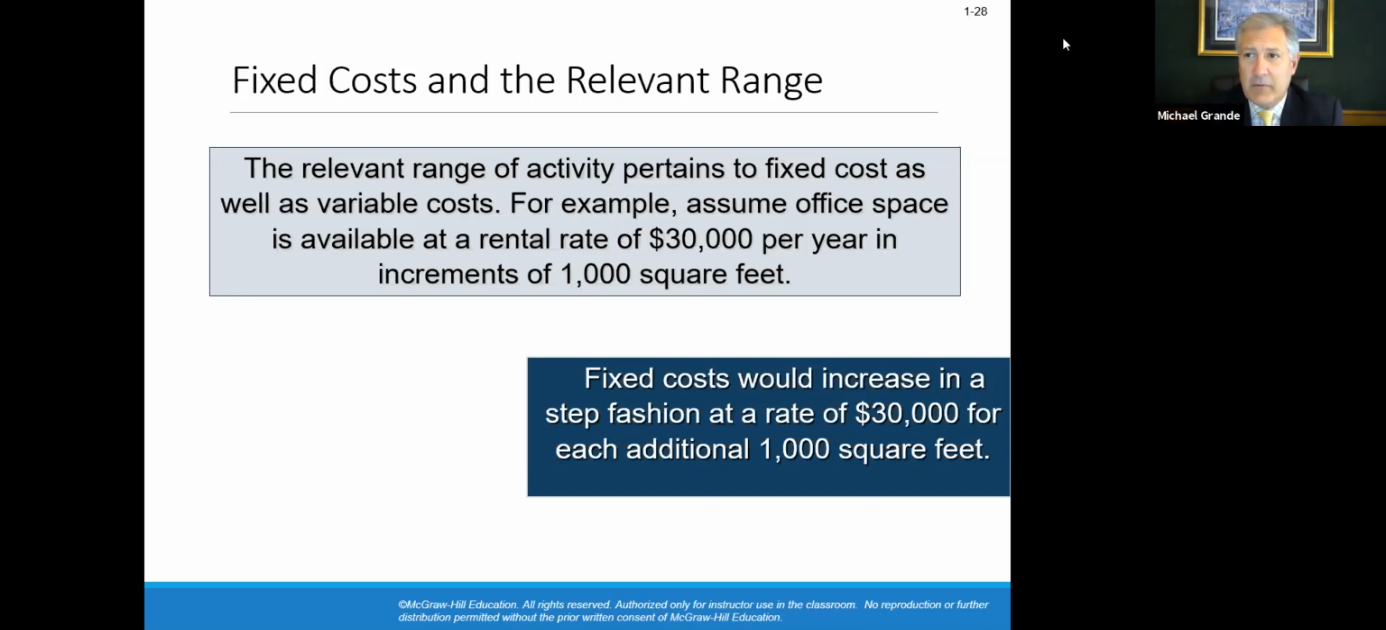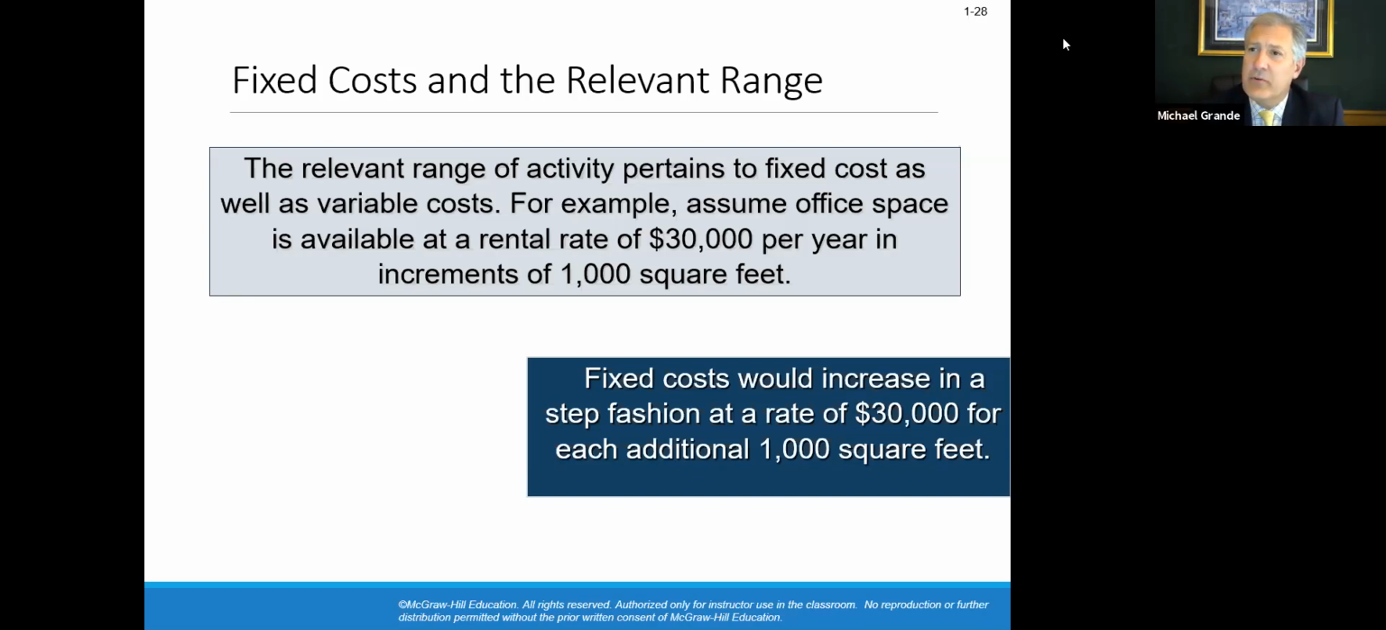I'll give you another example of a relevant range. Let's assume that we're paying $10,000 per month for rent. And in that space, we can produce a maximum capacity of 10,000 units per month, working 24/7, 365, working around the clock, 24 hours a day, 7 days a week. We can produce a maximum of 10,000 units. It's going to cost us $10,000 per month.